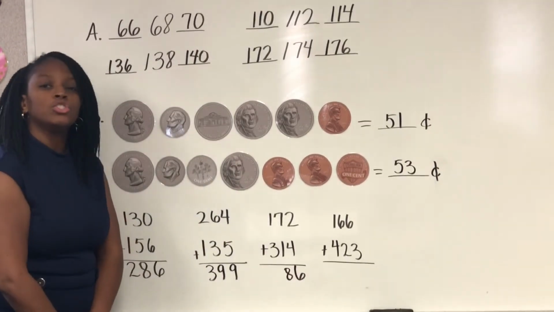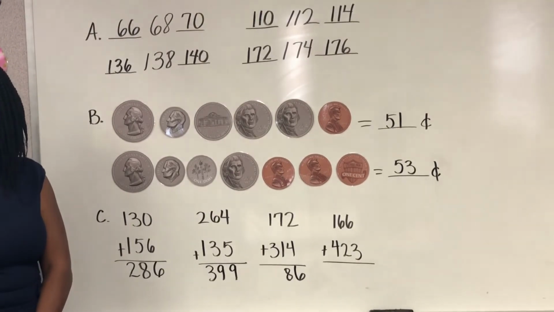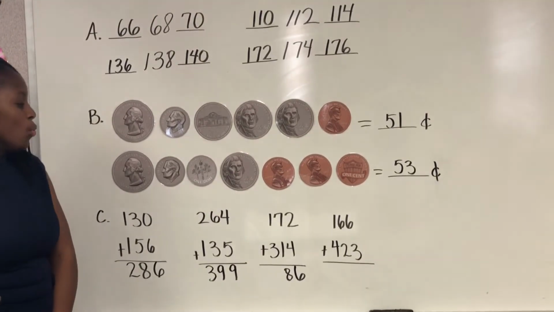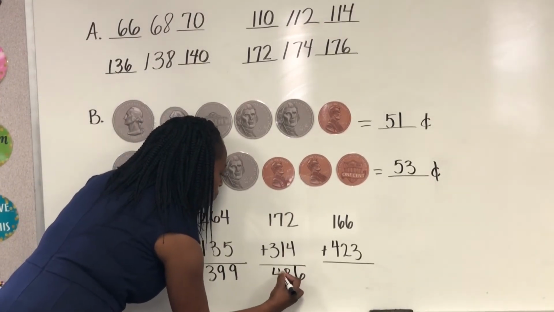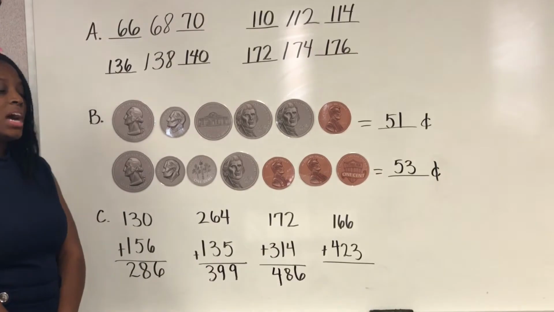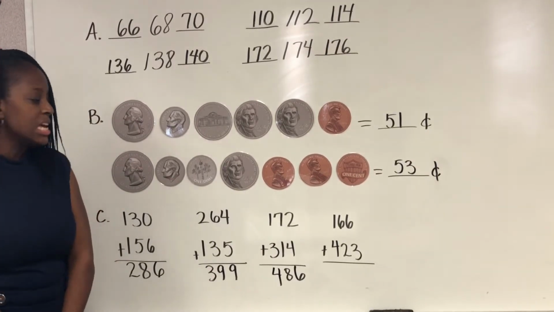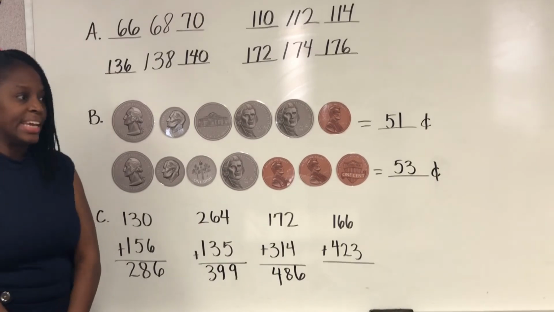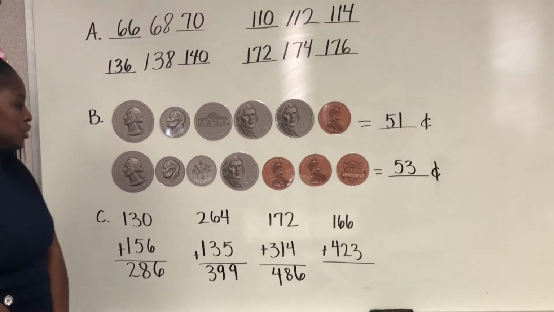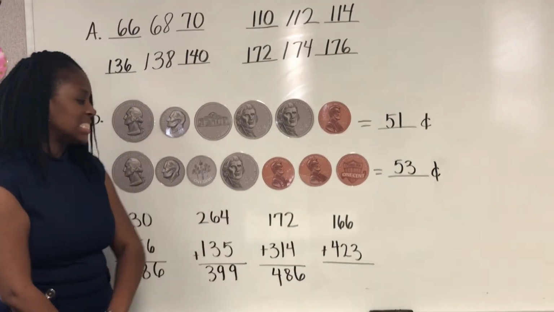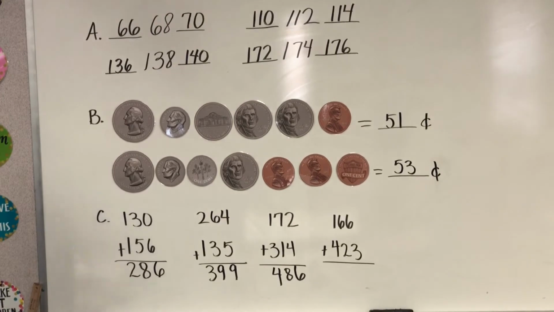And let's move on to our hundreds place. What is 1 plus 3? 1 plus 3 equals 4. So therefore, 172 plus 314 equals 486. All right, boys and girls, I want you to do the last one on your own. What is 166 plus 423?